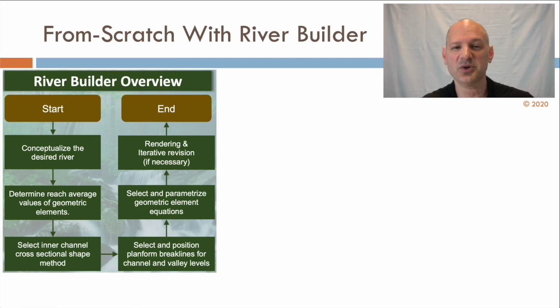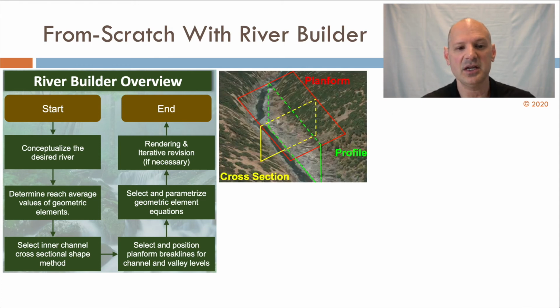Now, how do we go from scratch? So get away from reference and get to really process-based design. Well, to do that, we go through a sequence of steps in River Builder strongly driven by our conceptualization of what processes should be in place. And so we can take a river and divide it into three two-dimensional planes, a profile, a cross-section, and a plan form. And we need to characterize each of those at different spatial scales.